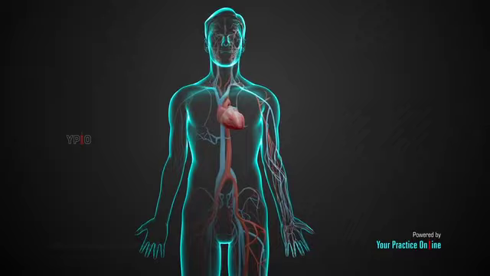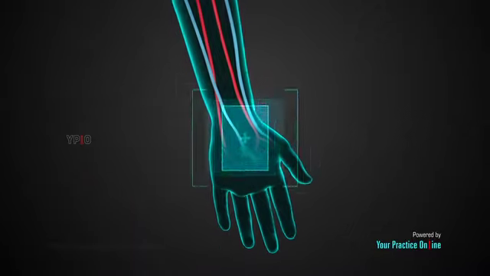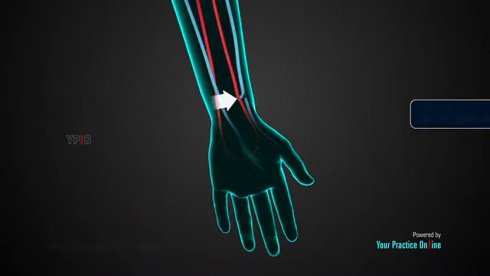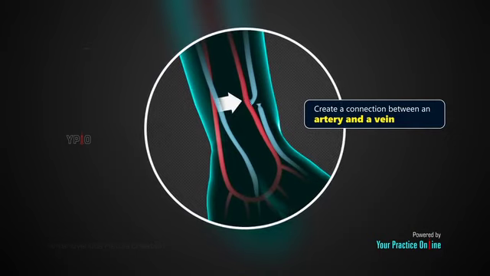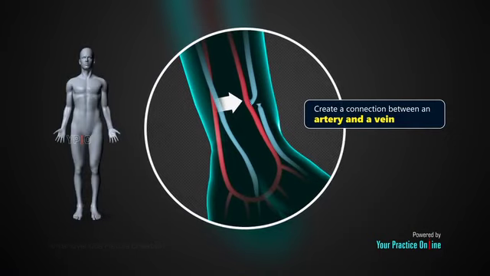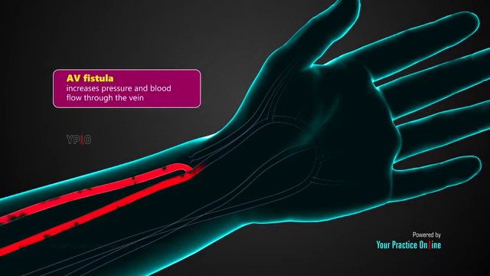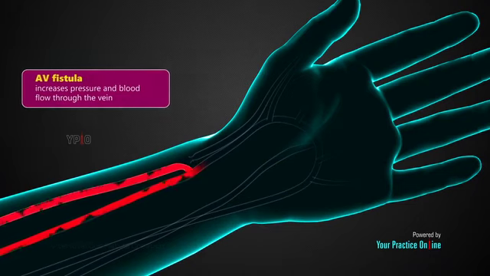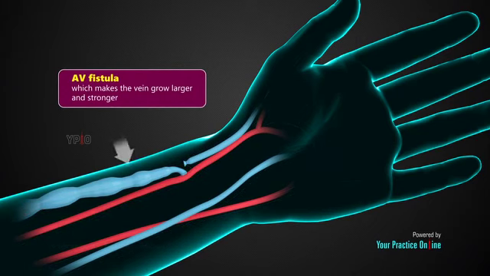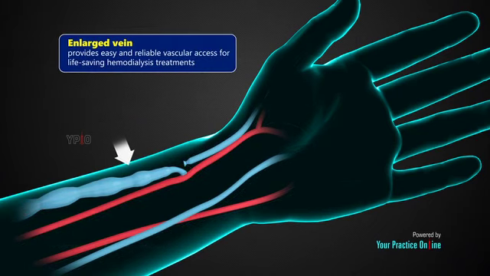Introduction. An arteriovenous fistula creation is a surgical procedure performed by a vascular surgeon to create a connection between an artery and a vein. The fistula is usually placed on the forearm or upper arm. However, it may also be placed on the leg. The creation of an AV fistula increases pressure and blood flow through the vein, which makes the vein grow larger and stronger. The enlarged vein provides easy and reliable vascular access for life-saving hemodialysis treatments.